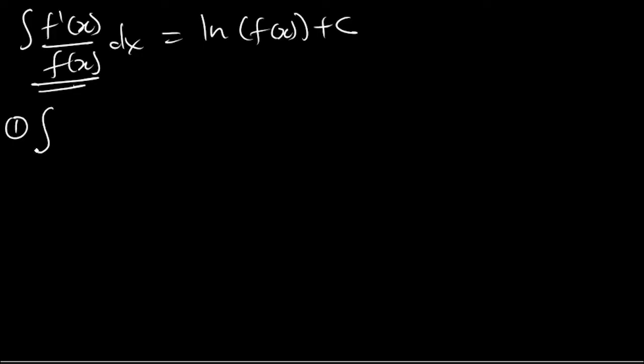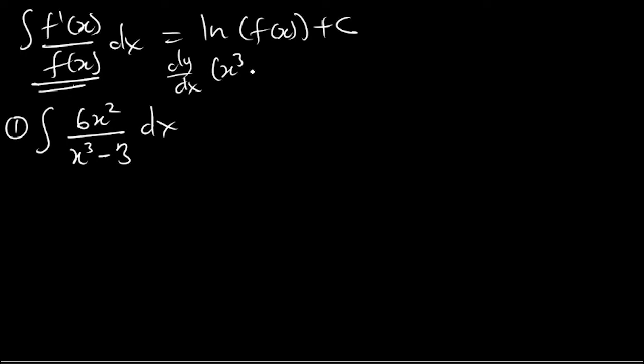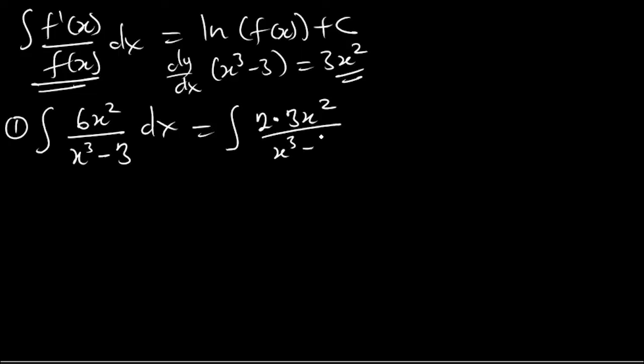So one, what if it is this? I have 6x squared over x cubed minus 3 dx. If I have this question, is the derivative of the denominator equal to the numerator? No, because the derivative of x cubed minus 3 is going to be 3x squared, and here is 6x squared. So we can say that this question is the same as the integral of 2 multiplying 3x squared over x cubed minus 3.